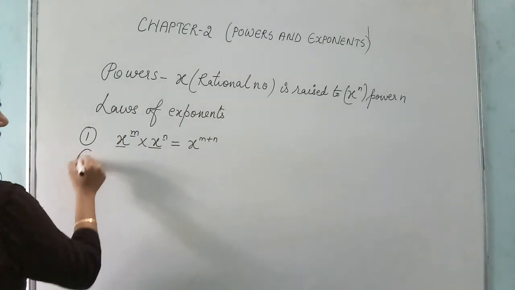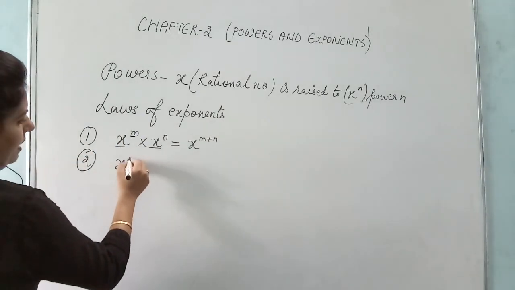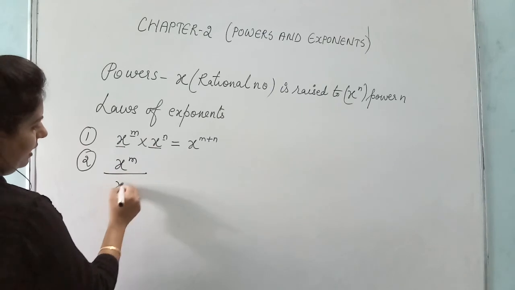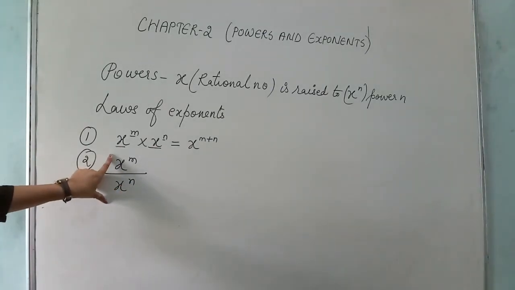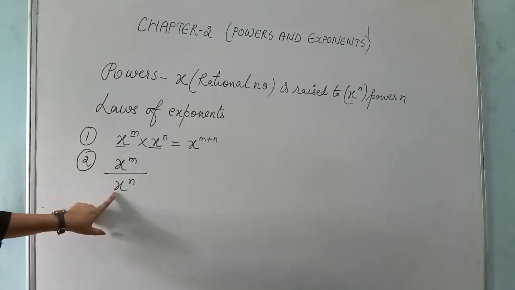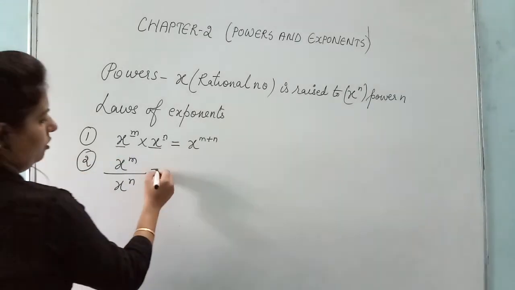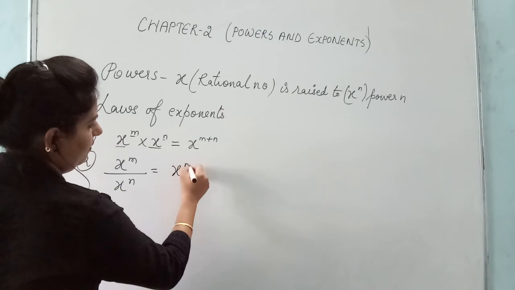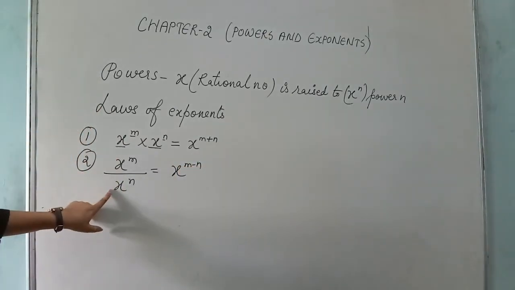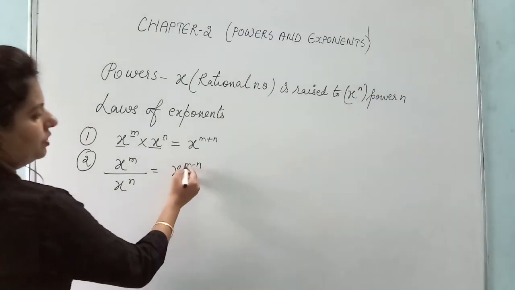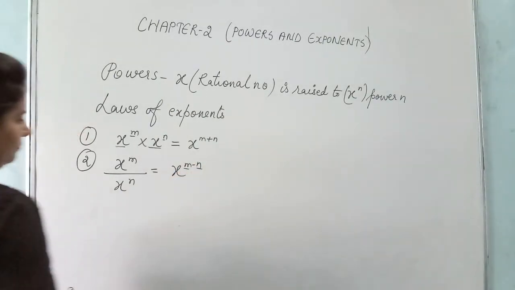Second law is x raised to the power m divided by x raised to the power n. Means when division is happening, both the bases are same and powers are different. So what we will do? x raised to the power m minus n. Whenever rational numbers are given in division, we will subtract the powers.